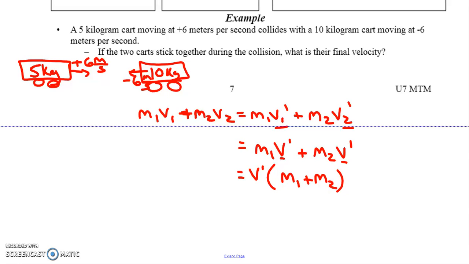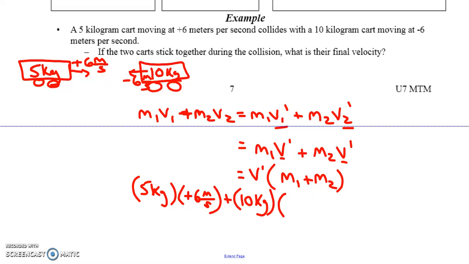So I have the same left-hand side. I have 5 kilograms times a positive 6 meters per second, m1 v1, plus m2 v2, 10 kilograms times minus 6 meters per second. That is equal to my unknown, which I'm asked to find, times m1 plus m2. So that's 5 kilograms plus 10 kilograms.